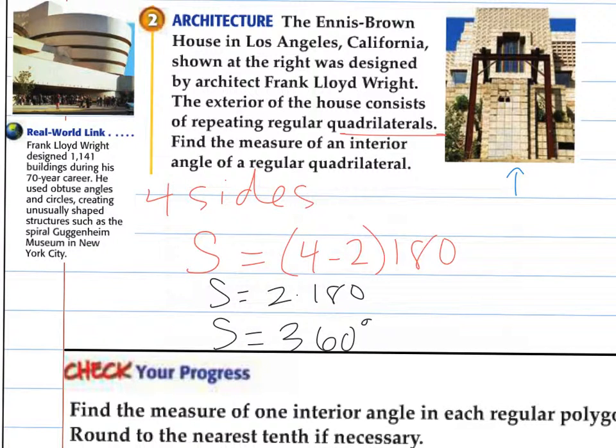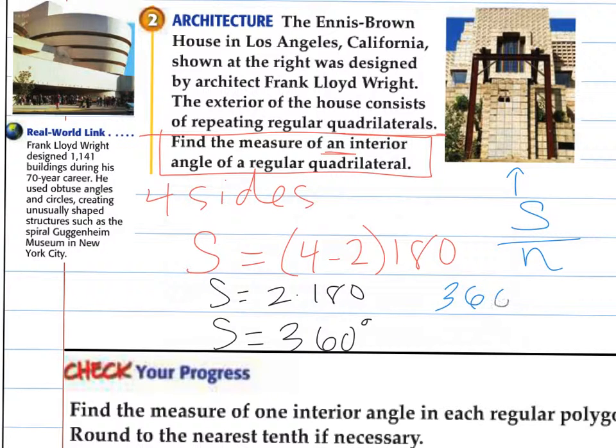But the question says find the angle measure of one interior angle on a regular quadrilateral. So what we do now is divide the sum by the number of angles. We take 360 divided by 4, and we find out that one angle is 90 degrees. Since they're all the same, each of them is 90. 90 plus 90 plus 90 plus 90 is 360. So one of the angles on that 4-angled shape is 90 degrees.